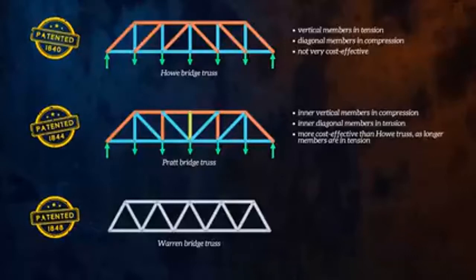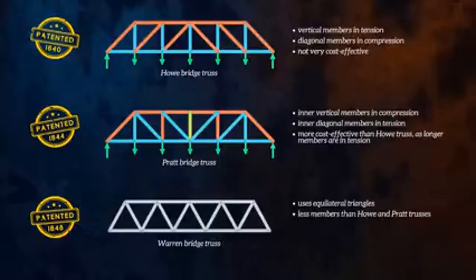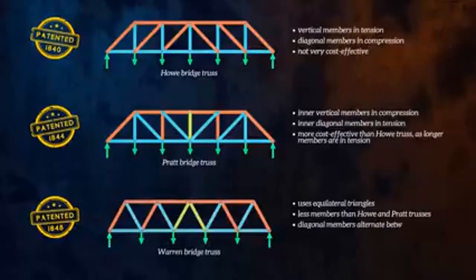The design of the Warren truss was based on equilateral triangles. The fact that all of the members are the same length is an advantage for construction, and it uses less members overall than the Howe and Pratt trusses, so it is more efficient. The diagonal members alternate between tension and compression, so it does have some quite long members in compression.